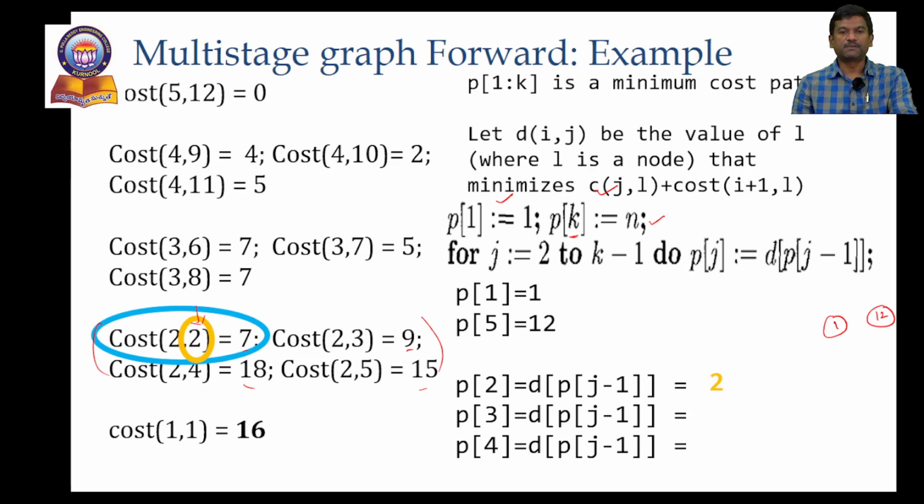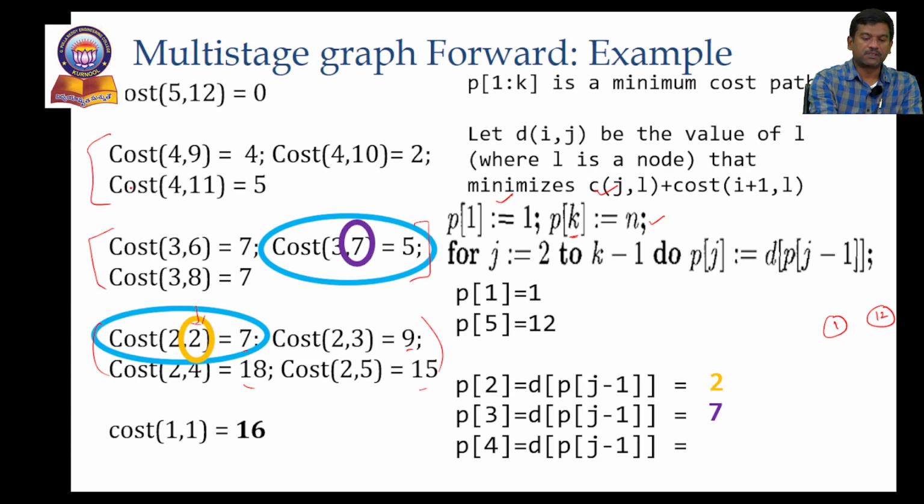In a similar fashion, at stage 3, identify the minimum value. We have the values 7, 5, 7. The minimum will be equal to 5. And out of this, what is the value of j, which indicates the vertex? That is 7. Include this within P of 3. So P of 3 will be equal to 7.